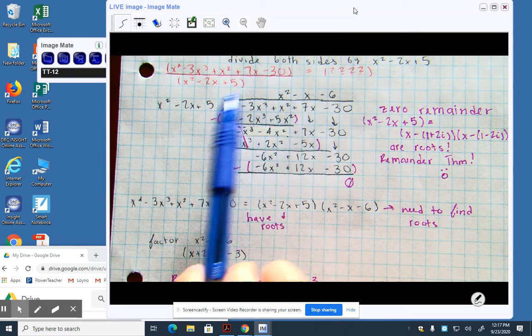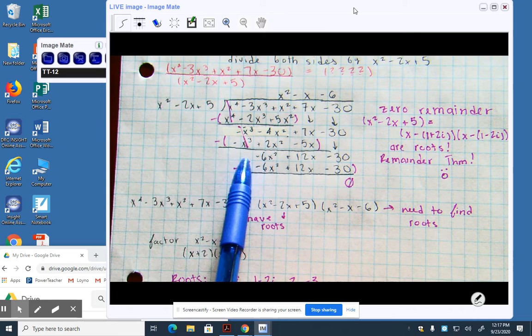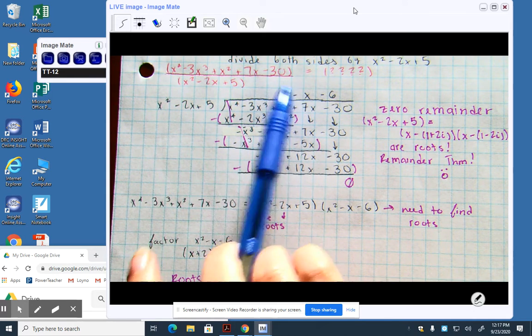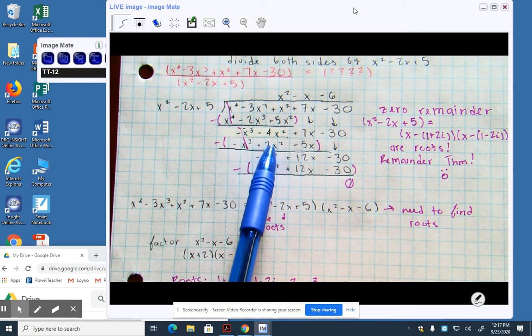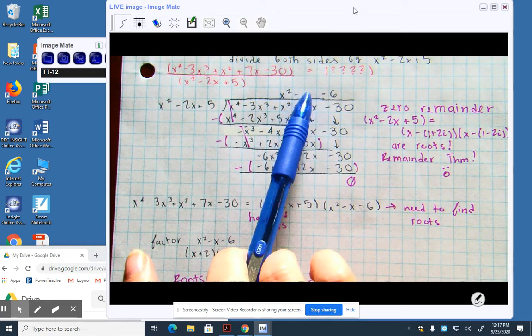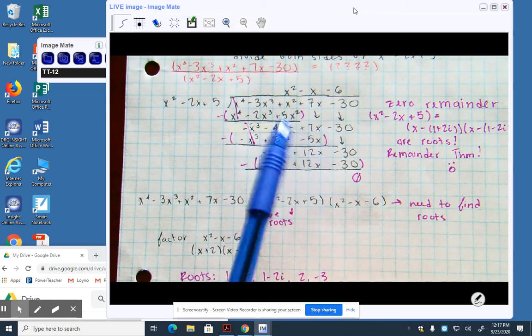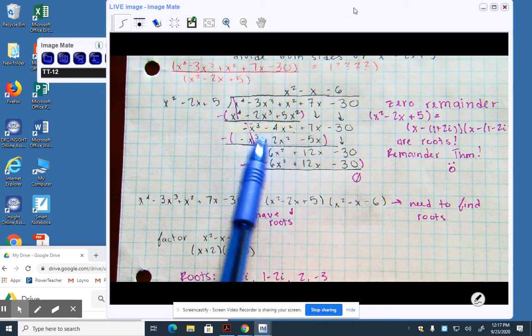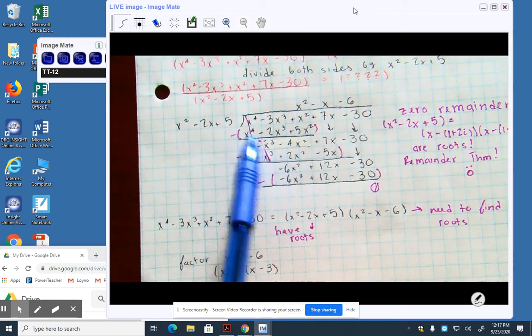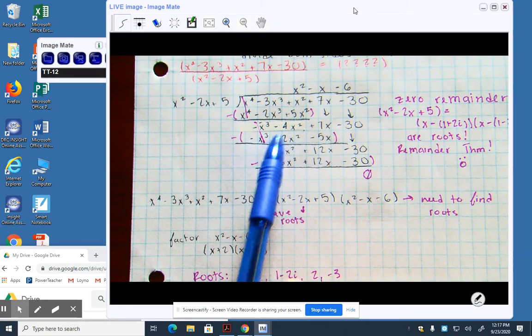Okay, so negative x times x squared gives me negative x to the 3. Negative x times negative 2x gives me positive 2x squared. Negative x times positive 5 gives me negative 5x. Let's subtract this one from that one. This cancels. Good. I wanted that to cancel. That's how I chose it.